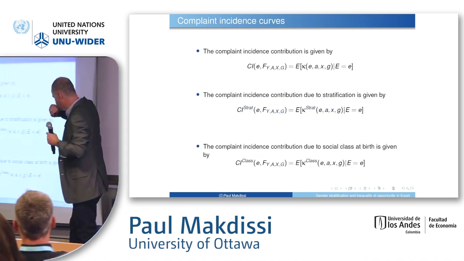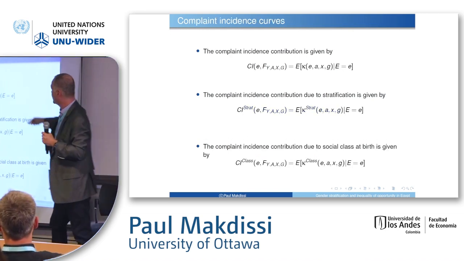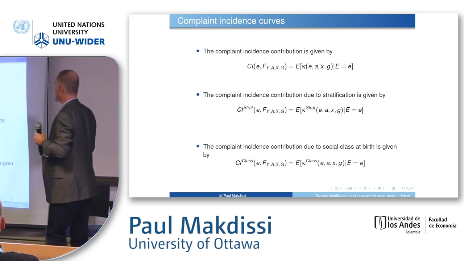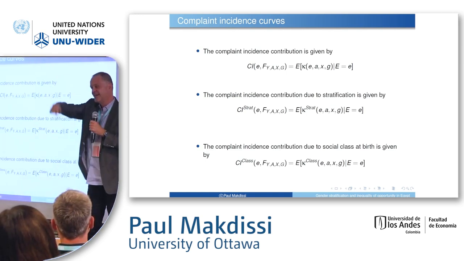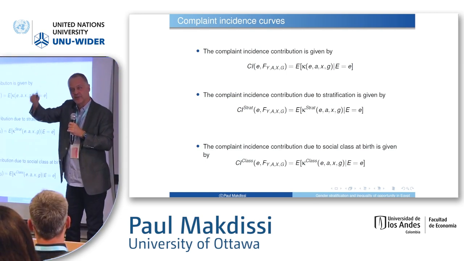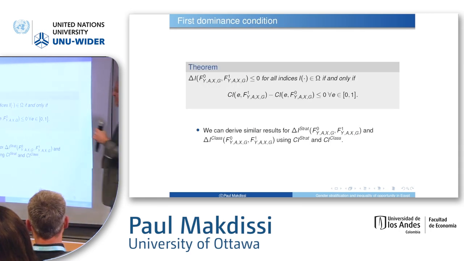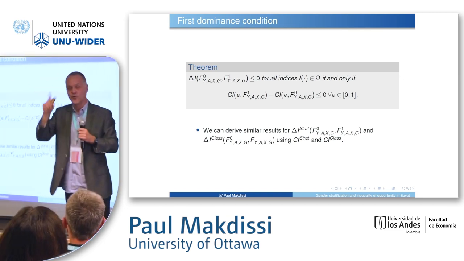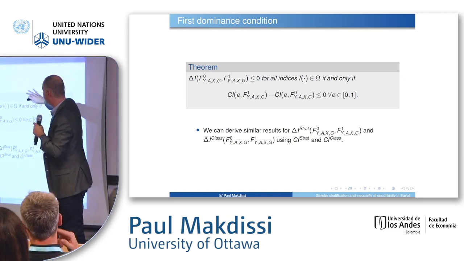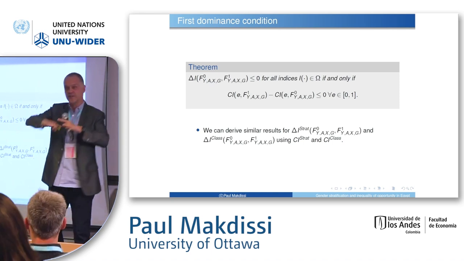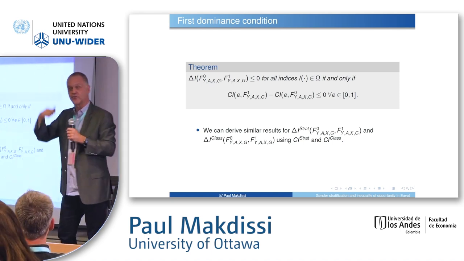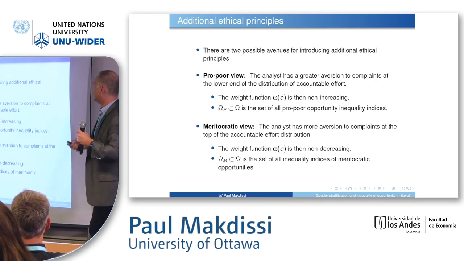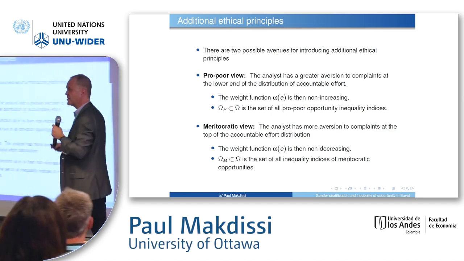In the paper, we define curves. We love stochastic dominance conditions, so we have curves. We have the complaint incidence curve that gives the average value of the complaint at each point of effort. And the interesting thing is, if they do not intersect, the curve that is the lowest has lower inequality of opportunity. So you have this condition for inequality of opportunity overall, and you have a similar condition for social class at birth and identity stratification. Of course, sometimes this is not sufficient to get a ranking.